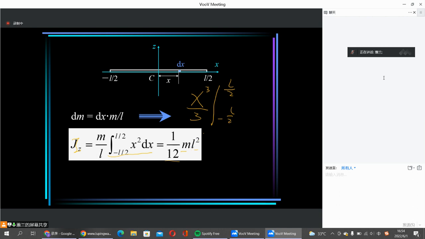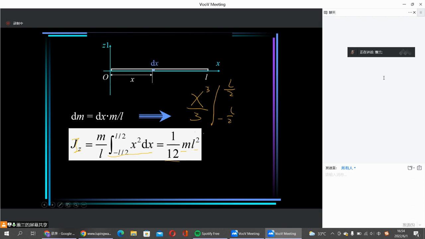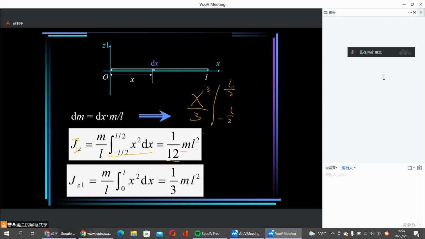M is a mass. L is the total length of this slender rod. Okay. Similarly, we can calculate the mass moment inertia about z1 axis. So z1 axis here, the only difference is the lower limit and upper limit, right?